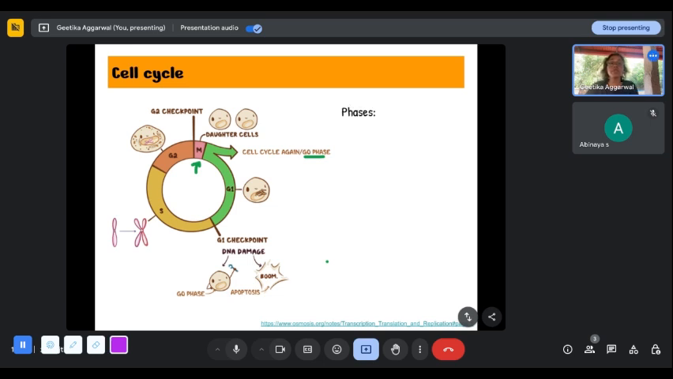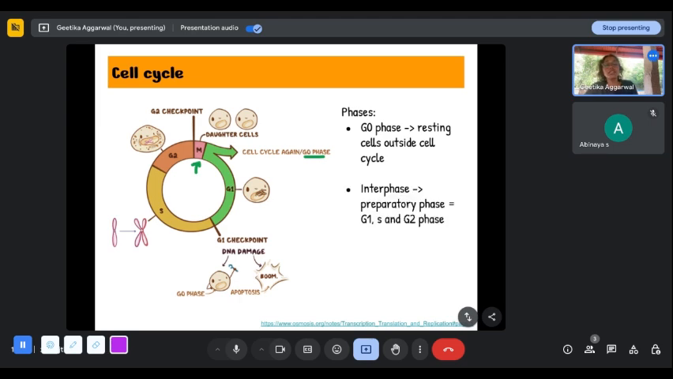So these phases, as I said, there is a G naught phase, which is the resting phase, where the cell is actually outside this cycle. There is the interphase, which is the preparatory phase. So all of this, G1, S, and G2, together form the interphase. So from here to here, this all is actually the interphase, where the cell is preparing for cell division. And then there is the M phase, which is the mitosis phase, or the cell division phase.